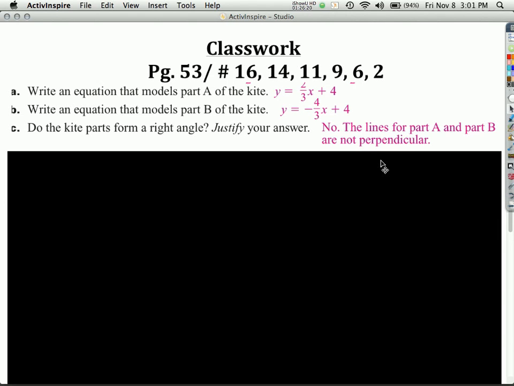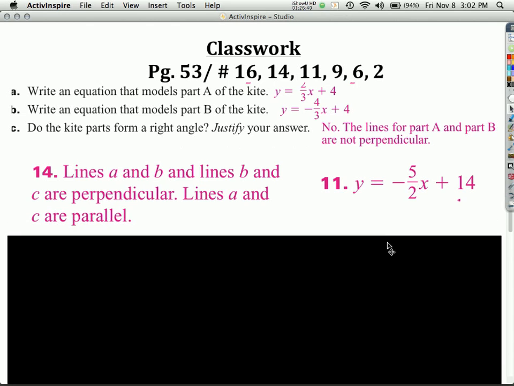You mean they're not perpendicular? What did I say? Parallel. I meant perpendicular. I apologize. So let me back up. This is the equation of the first. This is the equation of the second. They are not perpendicular, and therefore they do not form a right angle. I apologize if I misspoke.